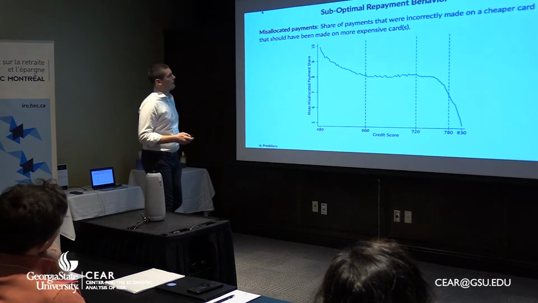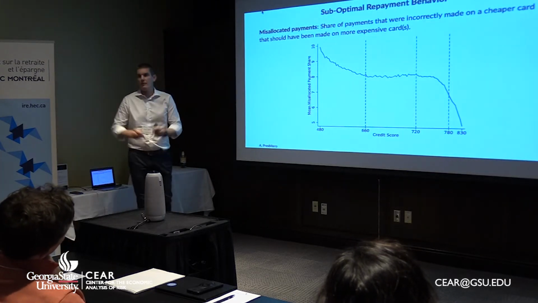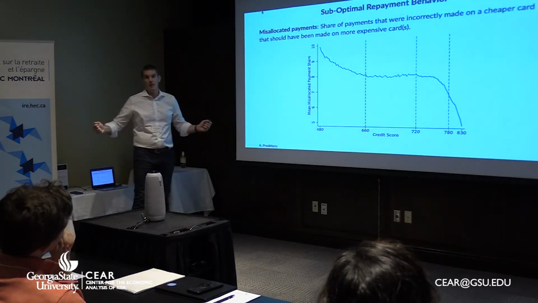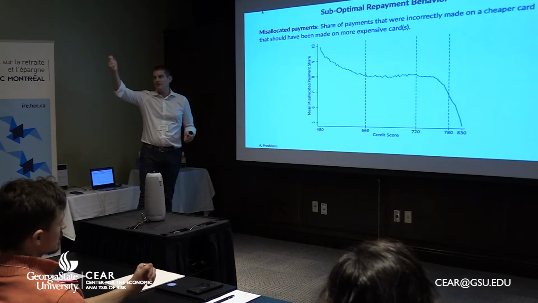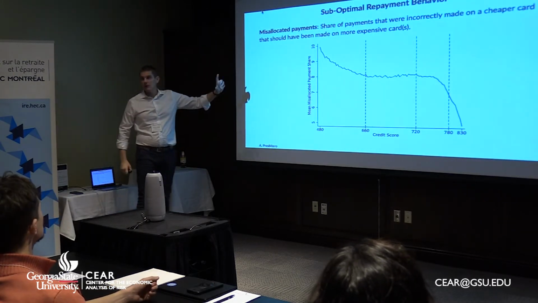So let me move to a couple of other things. One is also the misallocated repayment. We have different cards, and there is an optimal rule in which you can repay the cards. It's basically the minimum payment to all the cards, then you pay the most expensive and go down the line up to the cheapest one. So we can compute that.